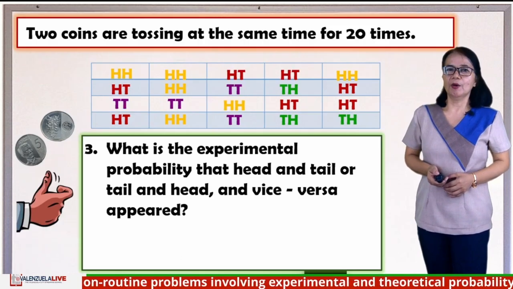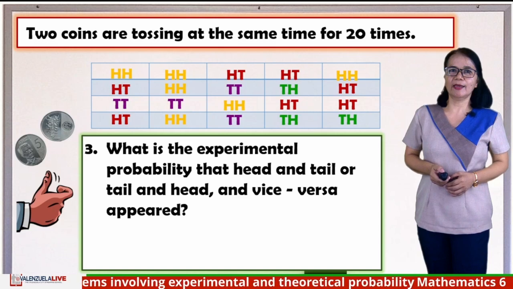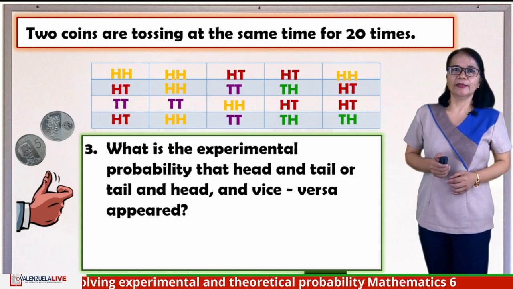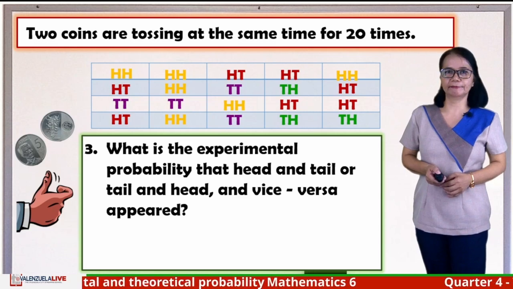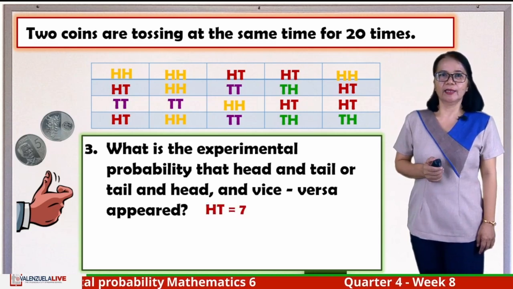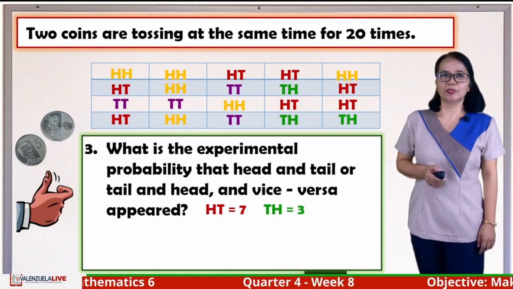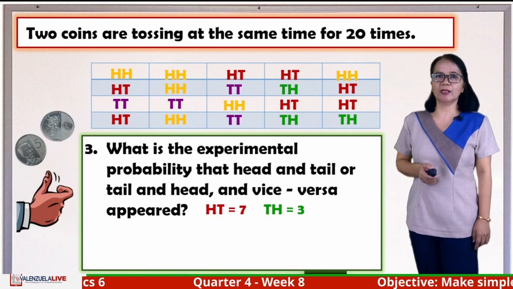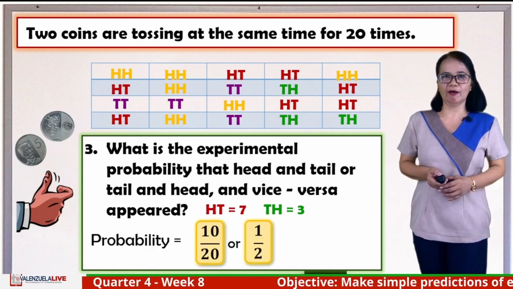Number 3, what is the experimental probability that head and tail, or tail and head, and vice versa appeared? Head and tail appeared 7 times, and tail and head appeared 3 times. So, the experimental probability is 10 over 20, or 1/2.